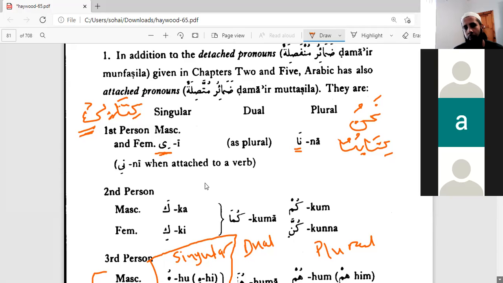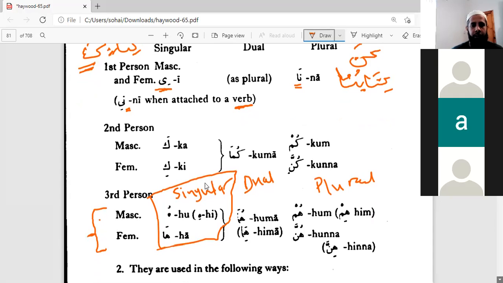Kitabuna, our books. It gives you a note here that the singular first person "I" is kasra and ya. But when it's attached to a verb, which we're going to see later, that obviously excludes the noun. So when it's attached to a verb, we add noon as well. It becomes noon and ya, ni. You will see the examples. This is known as noon al-waqaya, if you've done Arabic terminology.